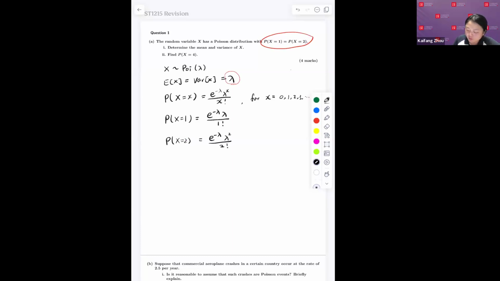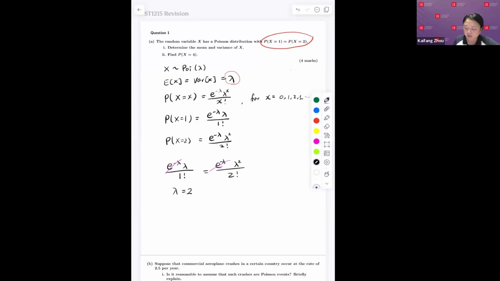Okay, so what we can do here is equate them together. We have e to the power minus lambda, lambda over 1 factorial, equal to e to the power minus lambda, lambda to the power 2 over 2 factorial. Then we can cancel out e to the power minus lambda, realize my handwriting is not good, and we can get our final solution: lambda is equal to 2.